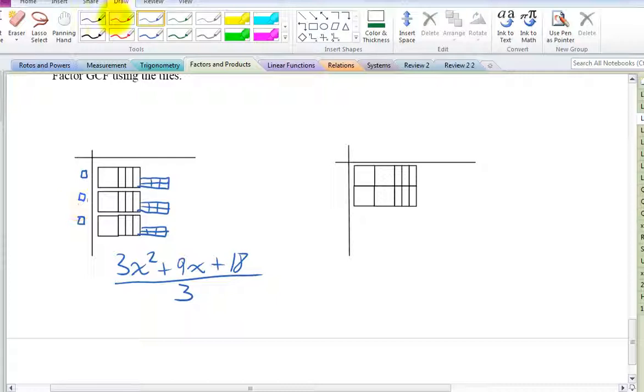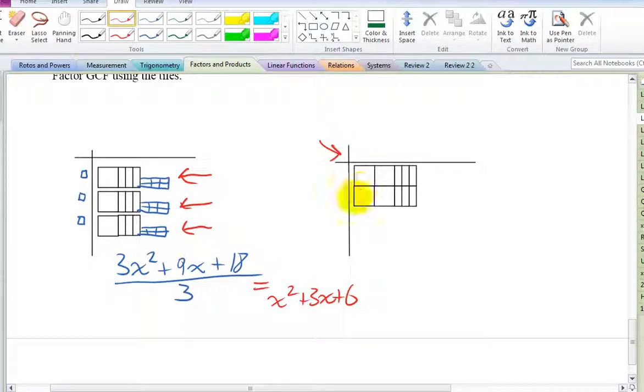What's your answer? X squared plus 3x plus 6. And you'll see now that each group is part of the answer. Okay, so this is a little bit different doing this stuff. A little bit weird. And that's just for like one question in the textbook, so don't get too crazy about it. This one now is more normal.